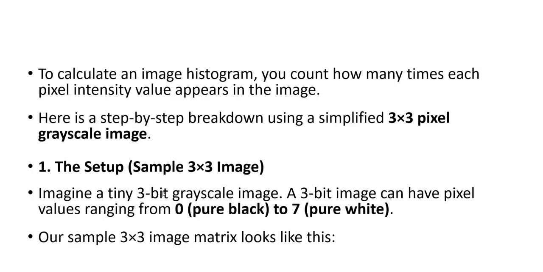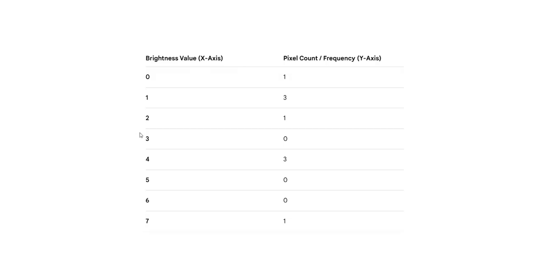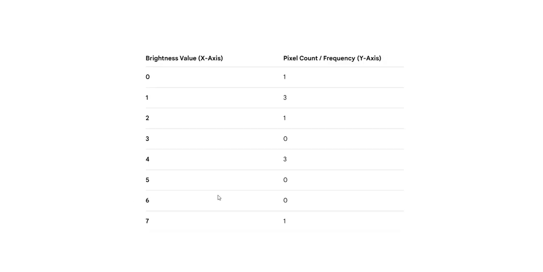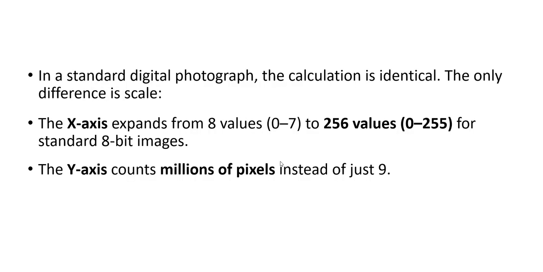Consider a 3-bit grayscale image, where 3-bit means it can have 2 power 3, 8 values ranging from 0 to 7. Let us consider that this is how the image is, and these are the frequencies. 4 appears 3 times. 2 appears 1 time. So like this I am getting a histogram. This is basically the idea of a histogram.